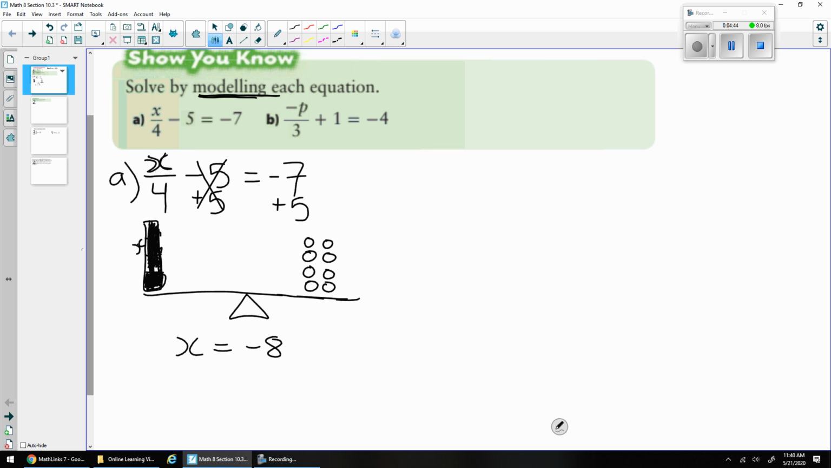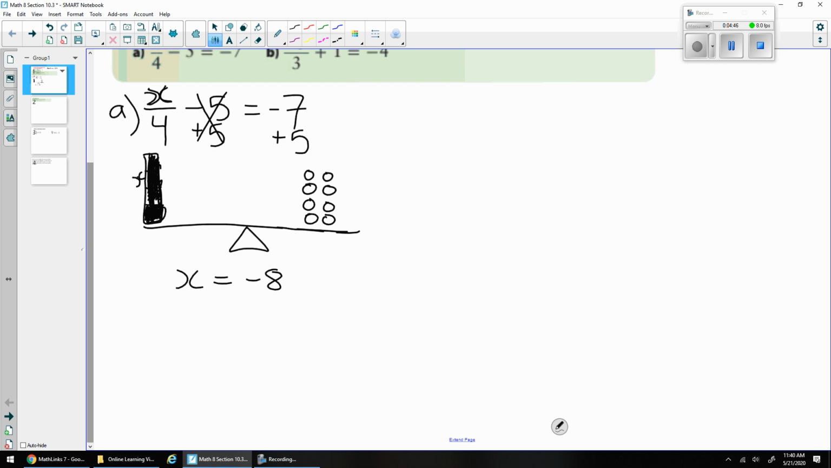Okay, well, is that true? Well, we can do a check. It's very important to do these checks. And I'm going to take negative 8, I'm going to put it into my equation. So I said x is equal to -8, so I'm going to place that for x, so -8 divided by 4 minus 5 is equal to negative 7.